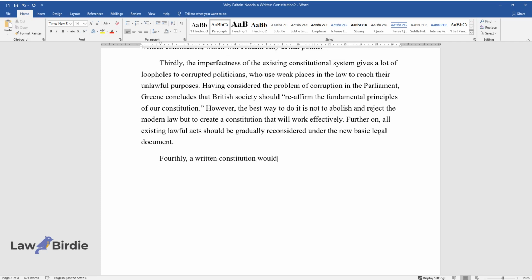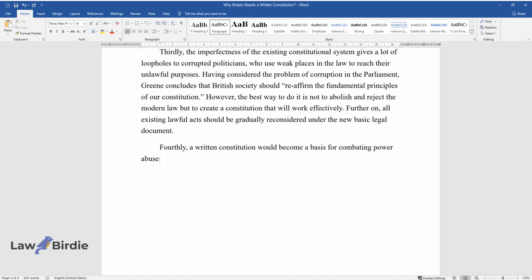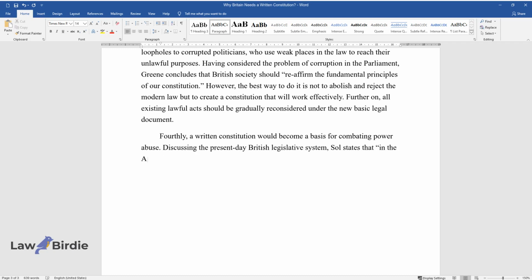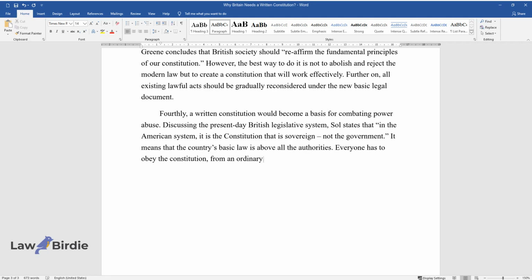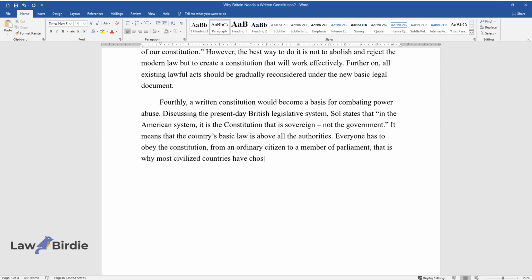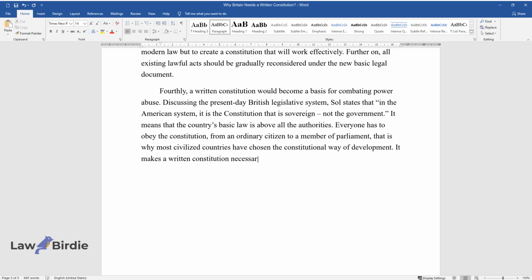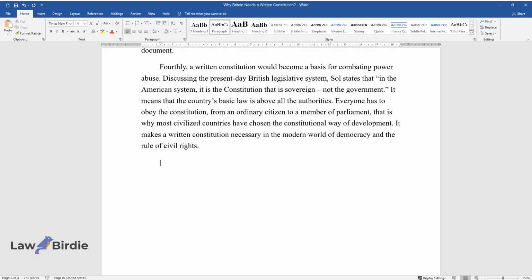Fourthly, a written constitution would become a basis for combating power abuse. Discussing the present-day British legislative system, Sol states that in the American system, it is the constitution that is sovereign, not the government. It means that the country's basic law is above all the authorities. Everyone has to obey the constitution, from an ordinary citizen to a member of parliament. That is why most civilized countries have chosen the constitutional way of development. It makes a written constitution necessary in the modern world of democracy and the rule of civil rights.